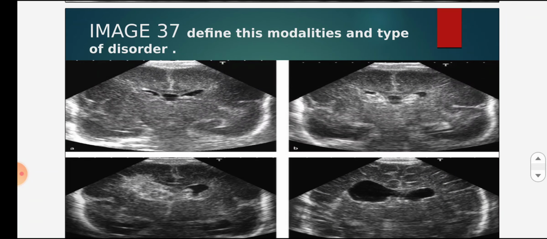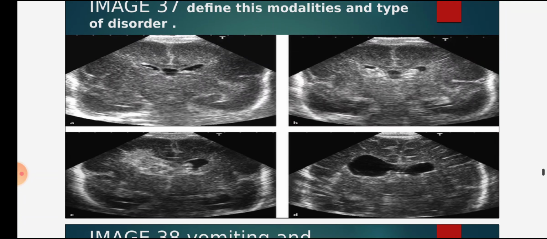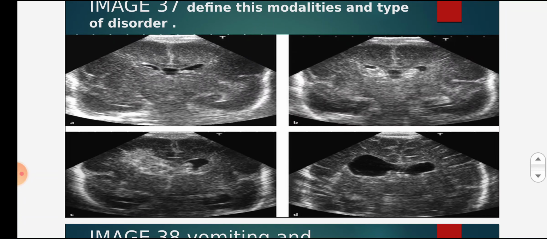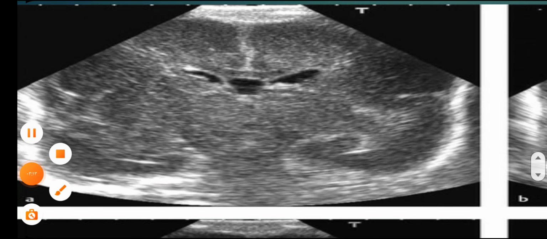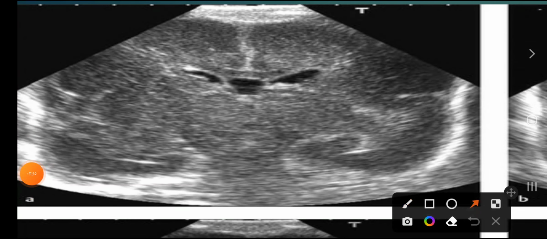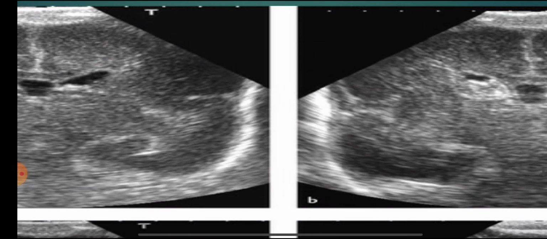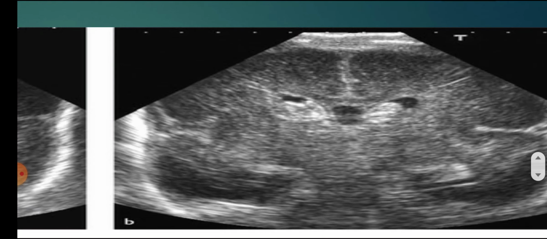Another one, image number 37, defines the modality and type of the disorder. The cranial ultrasound. The features of hemorrhage. Image number 1, the feature of the first stage. The hemorrhage in the first stage: there is no filling of this ventricle. Another one, image number 2, stage 2.